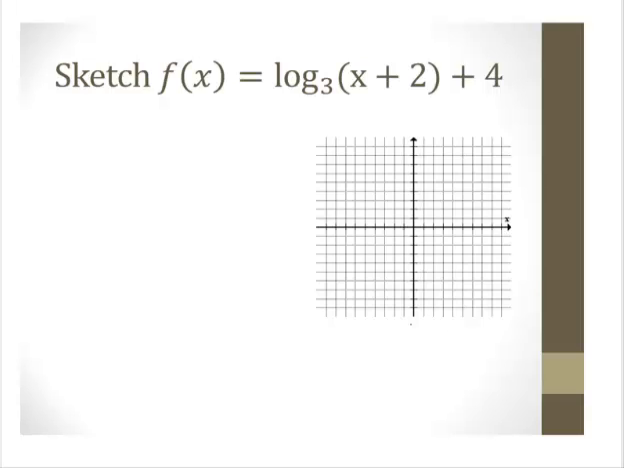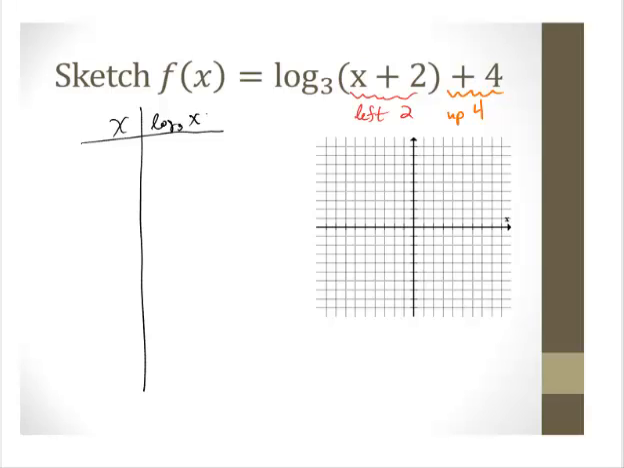Alright, so now how would we sketch the log base 3 of x plus 2, plus 4? It's just a transformation of the basic function. The x plus 2 tells us to shift the curve left 2. The plus 4 tells us to shift the curve up 4. So for our log base 3 of x, we had the points 1/9, negative 2; 1/3, negative 1; 1, 0; 3, 1; and 9, 2.